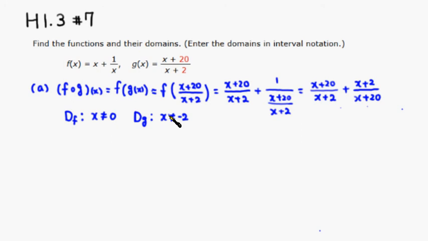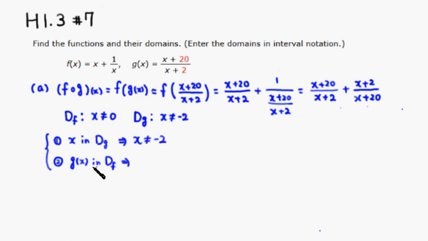So in order to find the domain of f of g, we have to look at two things. First, x must be in the domain of the inside function, in this case g. Next, the inside function, g of x, must be in the domain of the outside function, which is f. So x has to be in the domain of g. This tells you that we have this restriction: x cannot be equal to negative 2.